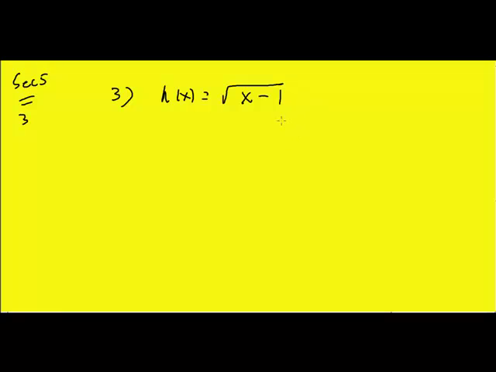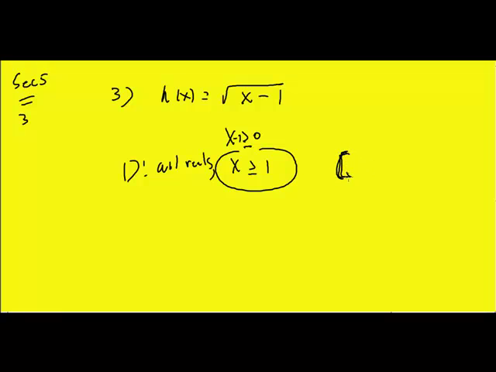Okay? So this is an even root, so that means x minus 1 has to be greater than 0, or it can equal 0. So x is greater than or equal to 1. So the domain is all reals x greater than or equal to 1. If you want this in interval notation, it'll be a bracket on 1 and positive infinity in parentheses. This is the interval notation.